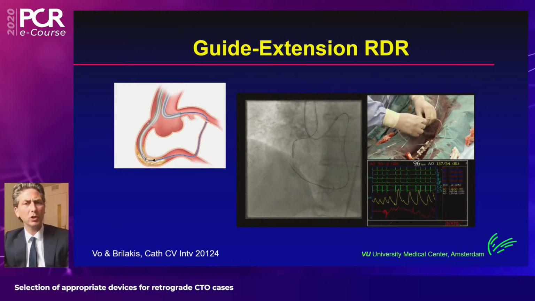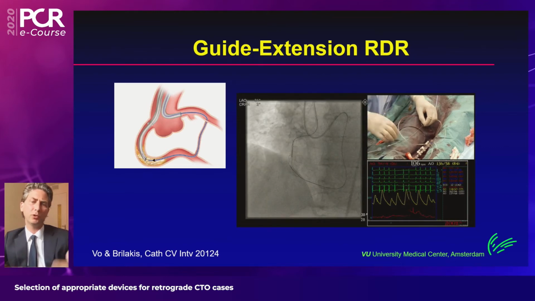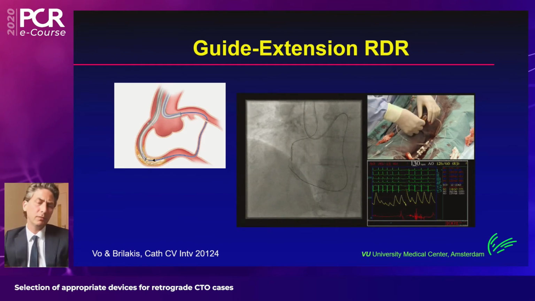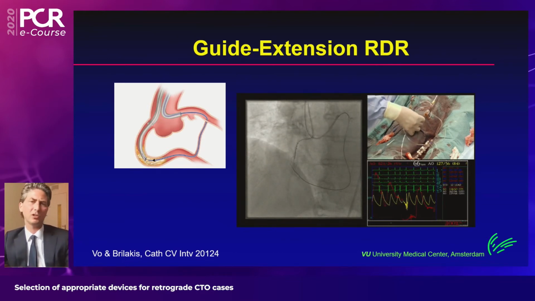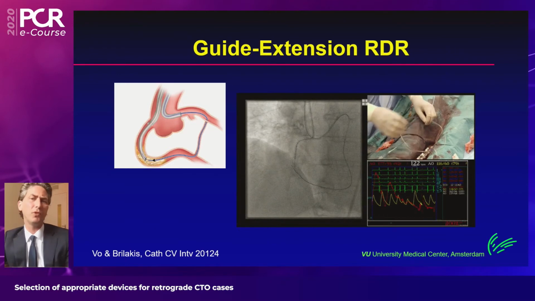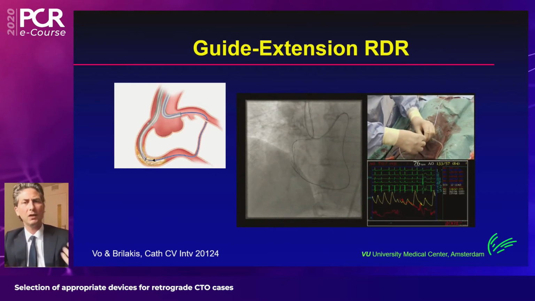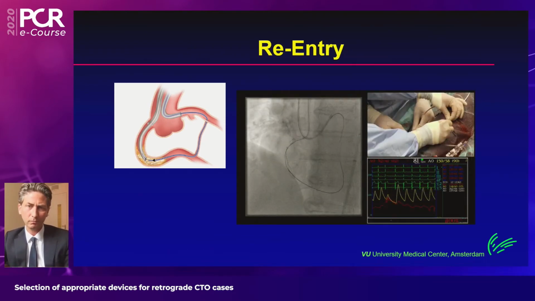Now you have a very short distance between your guide extension and your retrograde wire, and then you can basically take any kind of wire to try to get re-entry. Usually, most of us take polymer jacketed wires like Pilot 200 or Gladius, but you can use any type of wires like the Gaia family or even Confianza Pro 12 if you have to navigate through a lot of calcium. If the distance is short, it's going to be very, very safe to do so.